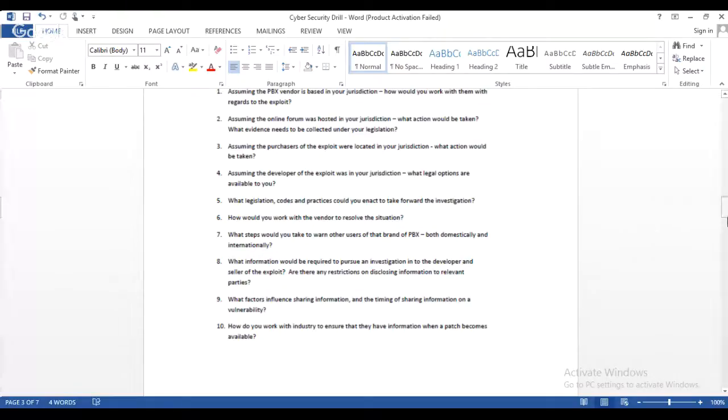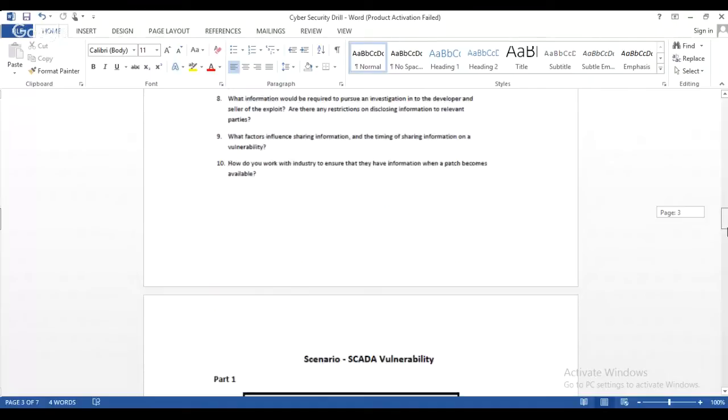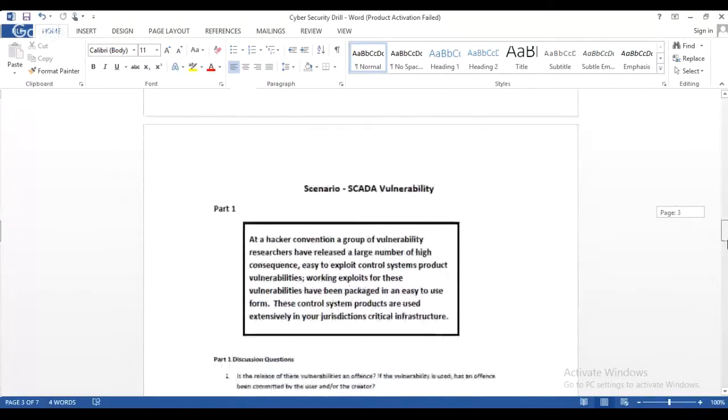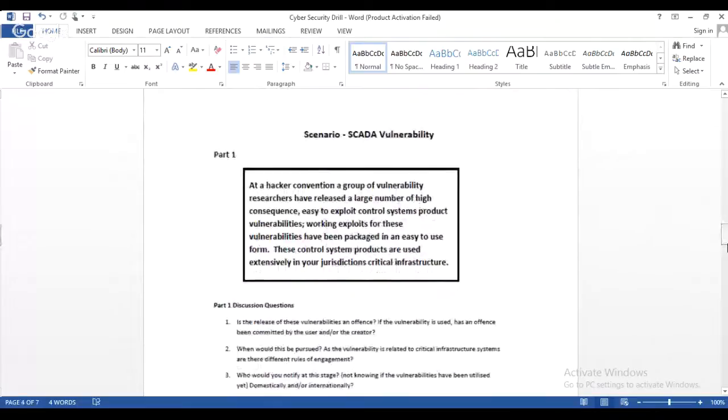So this describes part 2 in the first scenario. Let's move on to the second scenario. SCADA vulnerability is the scenario that we have raised. In part 1, the attacker can mention a group of vulnerability researchers have released a large number of high consequence, easy to exploit control systems product vulnerabilities. Working exploits for these vulnerabilities have been packaged in an easy to use form. These control system products are used extensively in jurisdictions and critical infrastructure.